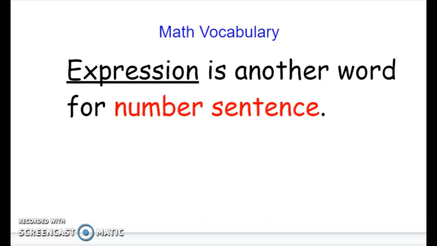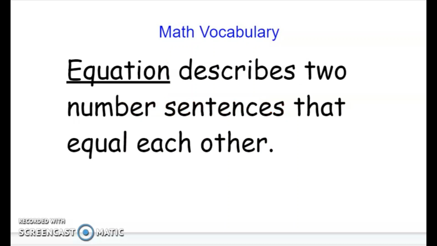Expression. Expression is another word for number sentence. Equation. Equation describes two number sentences that equal each other. Alright, I think we are ready to begin our starter problem.